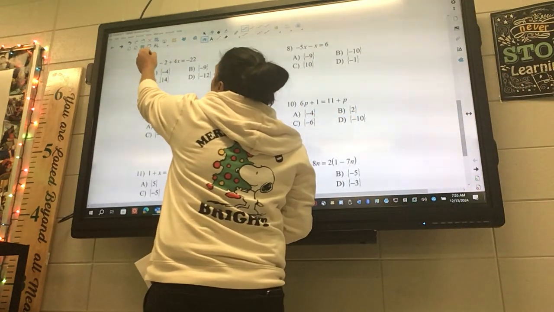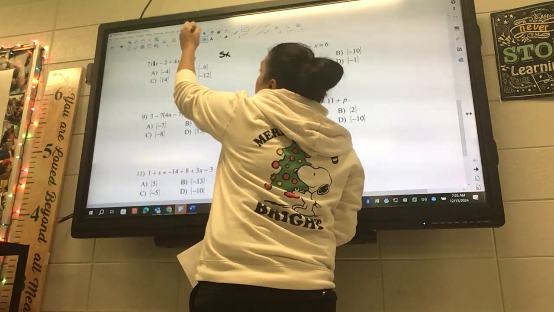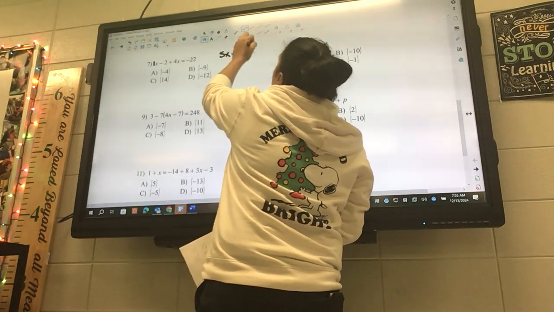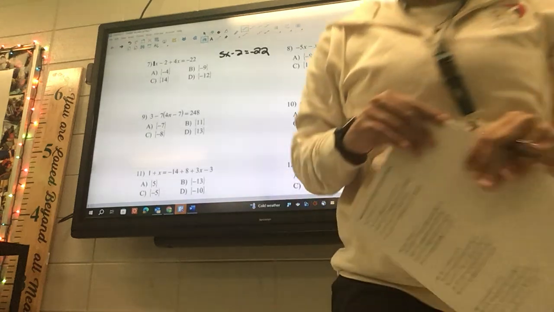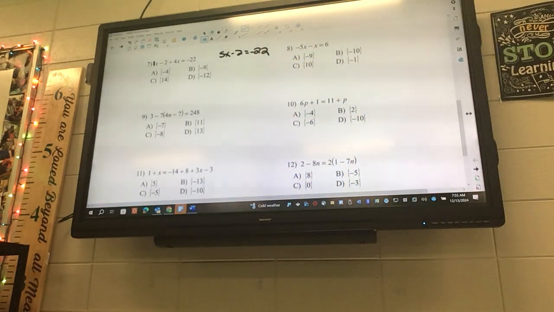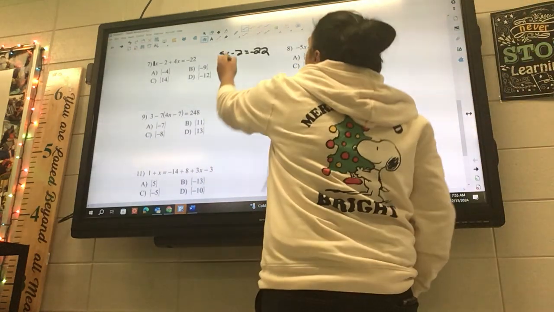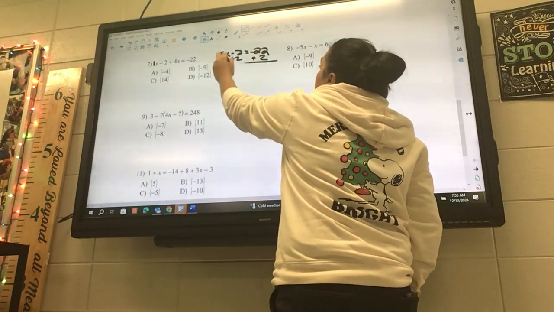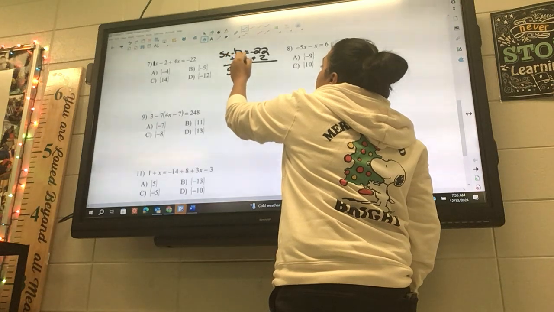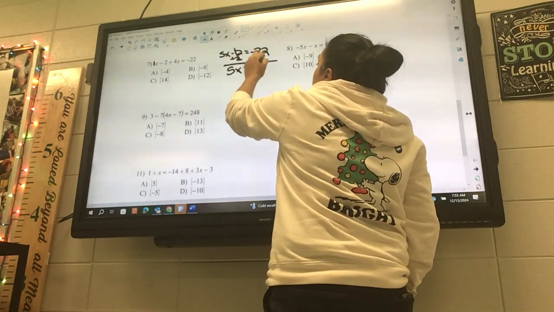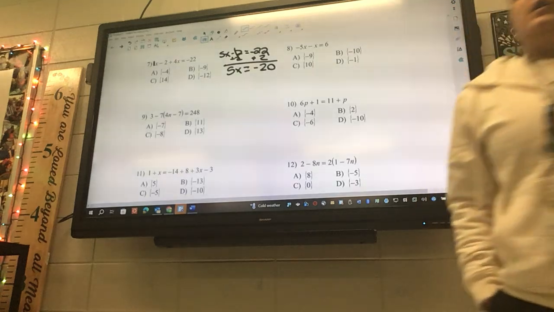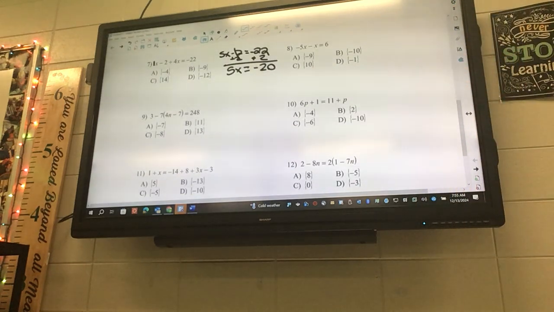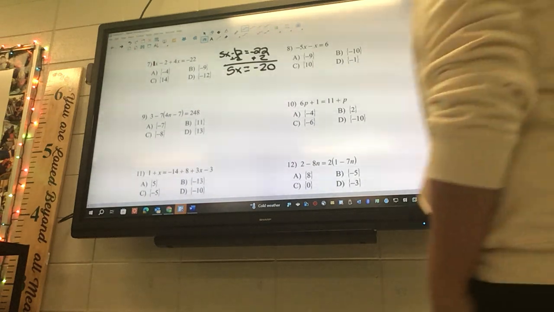Combine. Okay, so 1 plus 4 is going to give me 5x minus 2 equals negative 22. So what's going to be our first step? Add 2 to both sides. So we get 5x equals negative 20. And then what would we have to do? Divide both sides by positive 5. So what is 20 divided by 5? Negative 4.